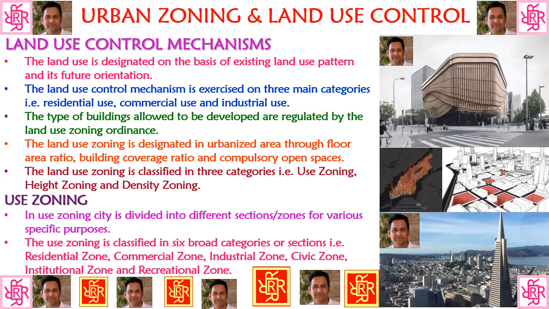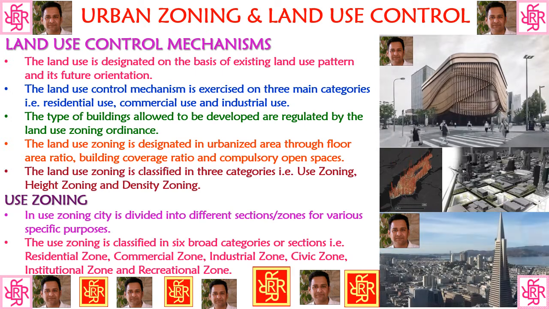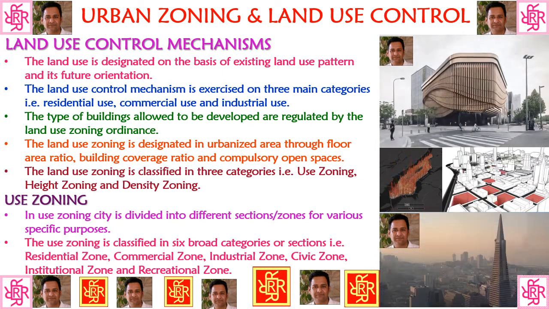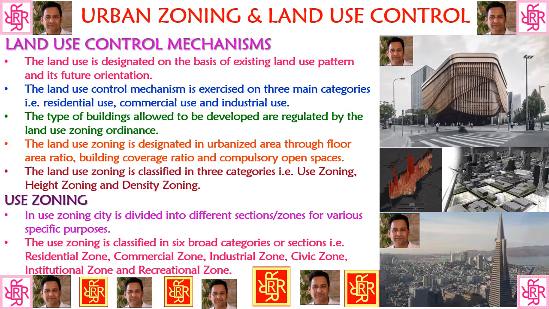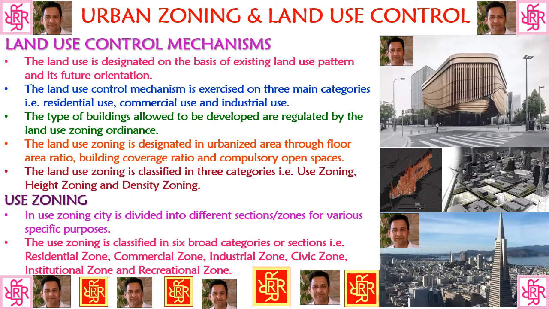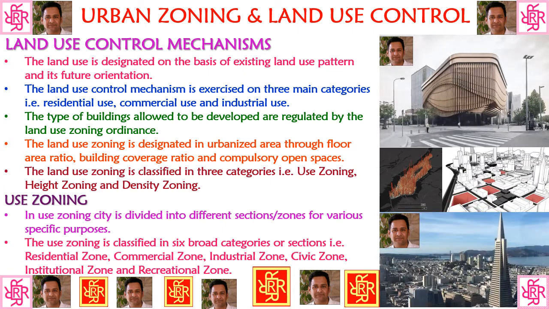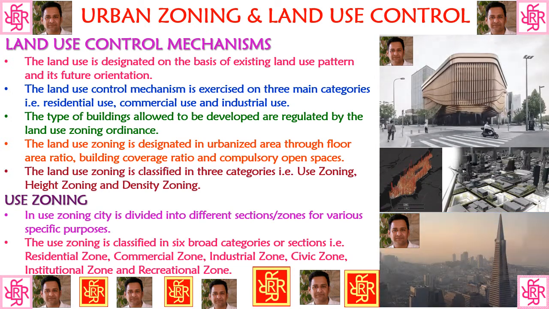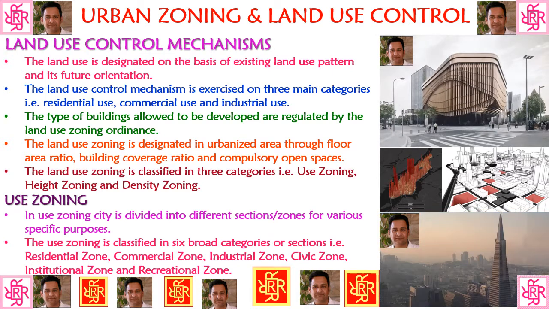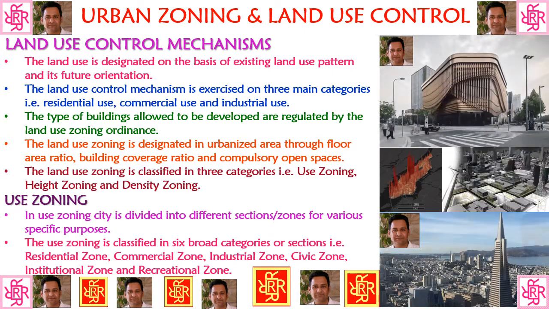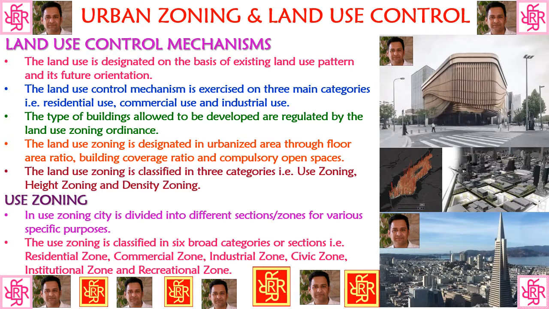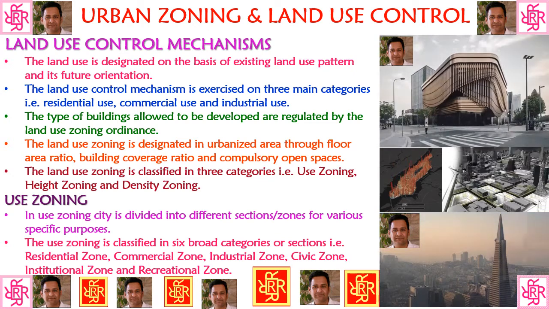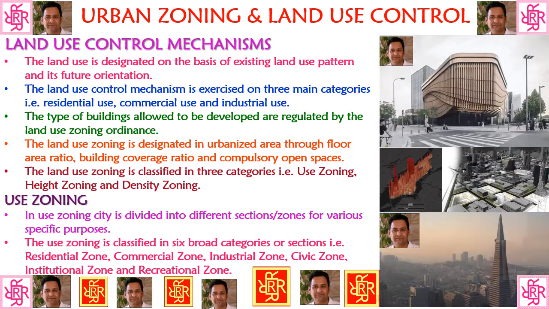For example, residential zone, commercial zone, industrial zone, civic zone, institutional zone, and recreational zone. Now, residential zone can be further subdivided into low rise, medium rise, high rise, low density, high density, medium density. Similarly, commercial zone also has these three categories of low, medium, and high. And industrial zone also has lower, medium, and high industry. And civic zone also has various kinds of other activities and buildings. Institutional zones also have education, health institutions, and government institutions. Similarly, recreation is also a zone where we have a variety of land uses. So let's discuss further.